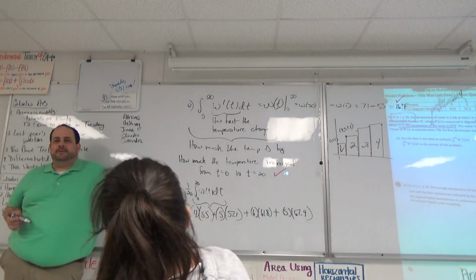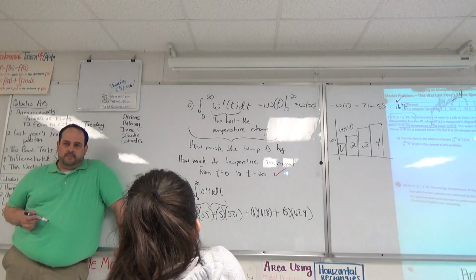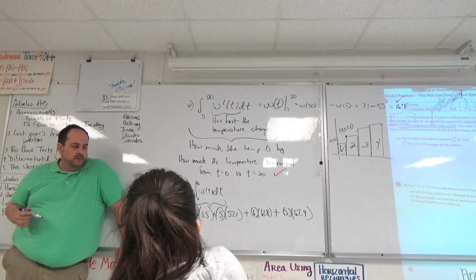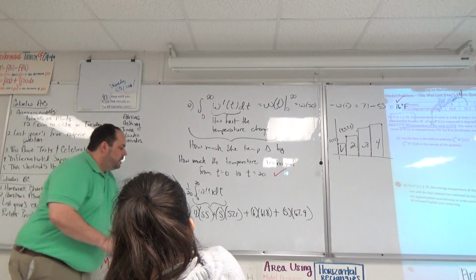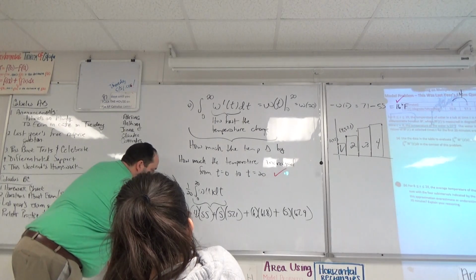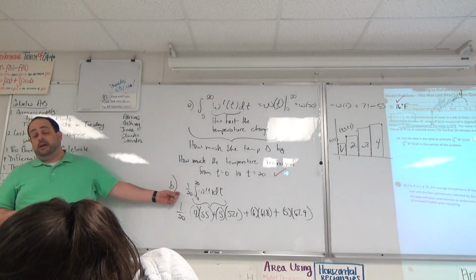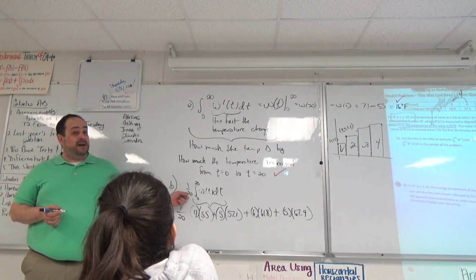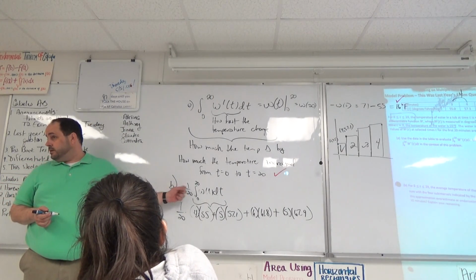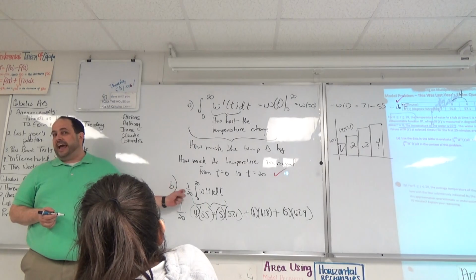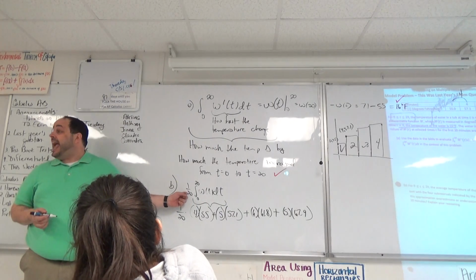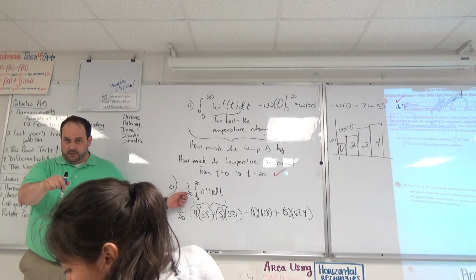Some of you are already typing this into your calculator. Cynthia, don't you need to use the 1 over 20? You have to make sure that you're multiplying this by 1 over 20. Why? What's the significance of multiplying by the 1 over 20? What are you finding? Average. You're finding the average temperature.